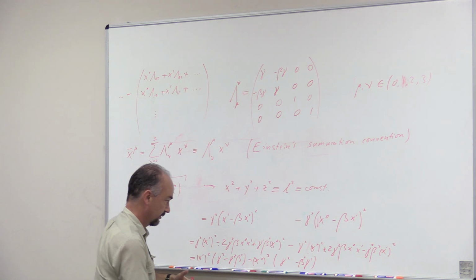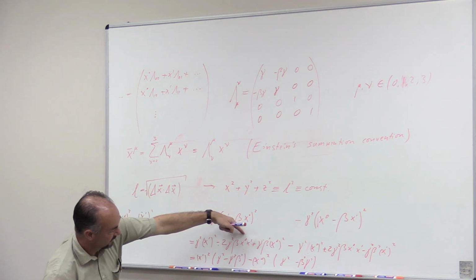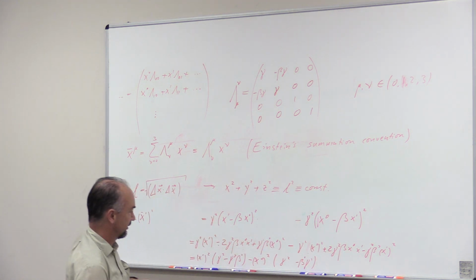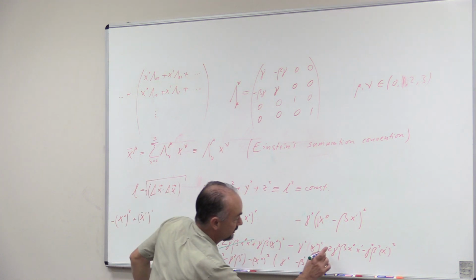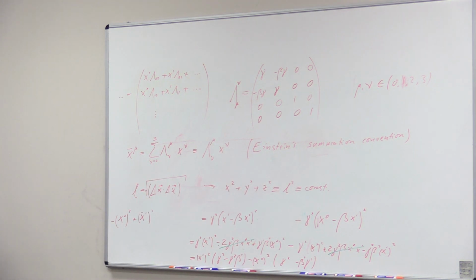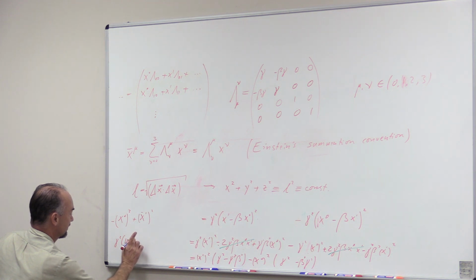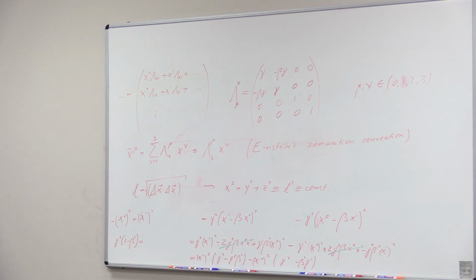And the mixing term x0 x1, minus 2 gamma squared beta x0 x1 plus 2 gamma squared beta x0 x1, right? Cancels out with that, right? So now we just need to figure out what is gamma squared times 1 minus beta squared. What is that? Definition of gamma there. Gamma squared is 1 over 1 minus beta squared, right? So what is gamma squared times 1 minus beta squared?